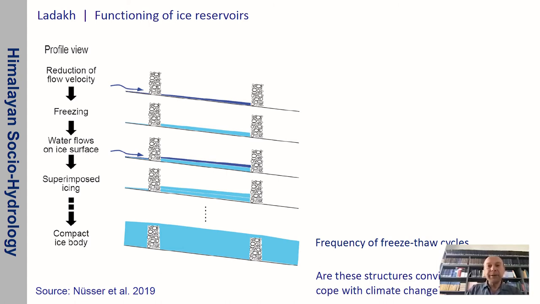One of the most important questions is: are these structures convincing solutions to cope with the adverse effects of climate change, or are they only useful to bridge this typical critical phase during early spring, between the onset of the vegetation period and the time when enough meltwater is available from the glaciers?